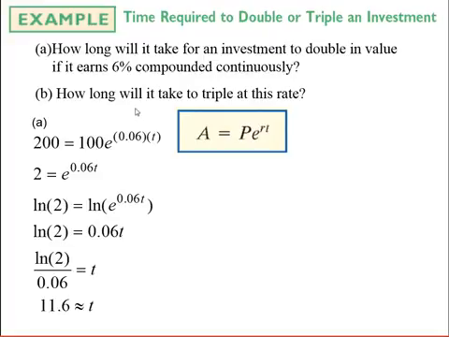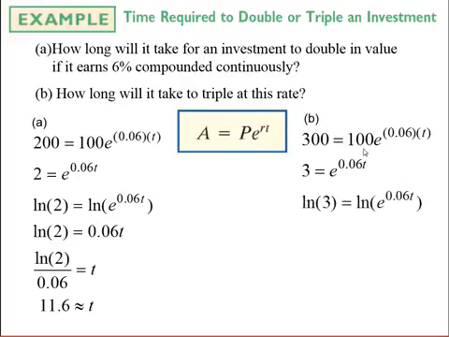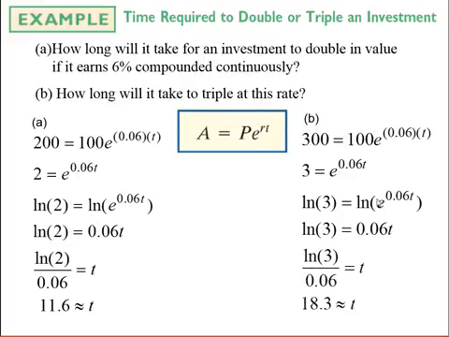And letter B says, how long will it take to triple at this rate? So if I'm assuming I invest 100, that triples to 300. And again, I'll take the same exact process. Divide both sides by 100 to isolate the exponential. Then I'm going to ln both sides of the equation. Again, in this case, these are inverses and undo each other. And then I can isolate the t. And I get 18.3 years that it would take to triple my investment.